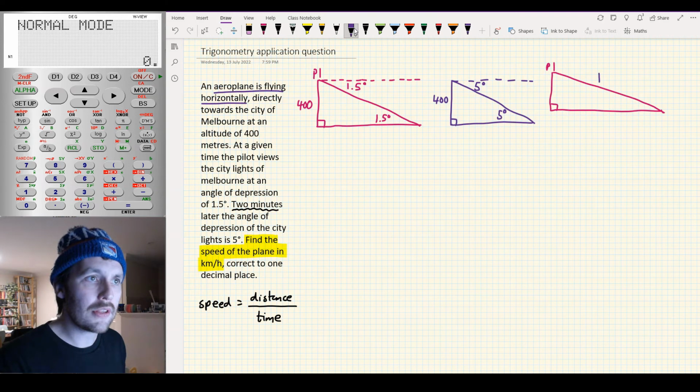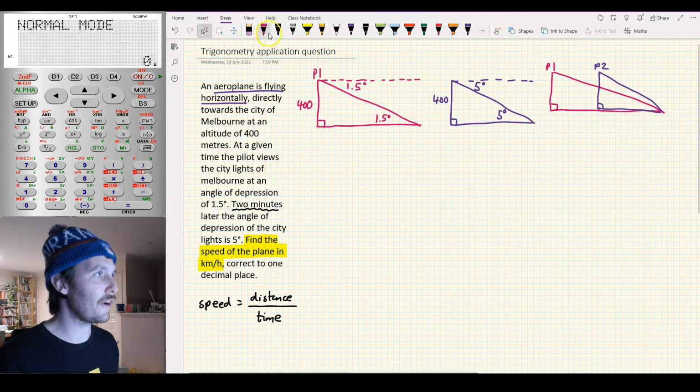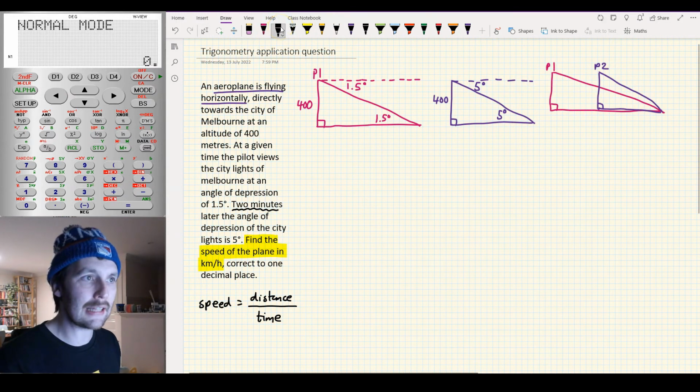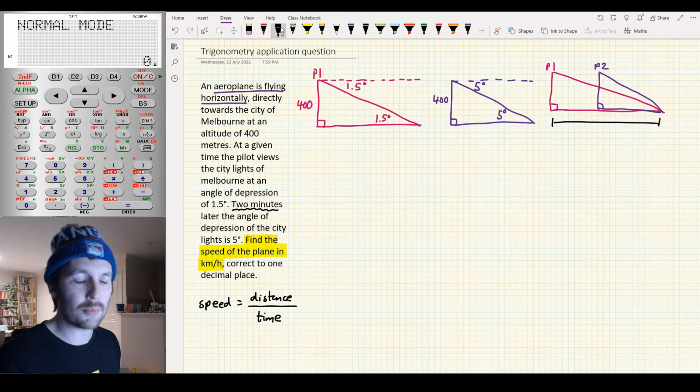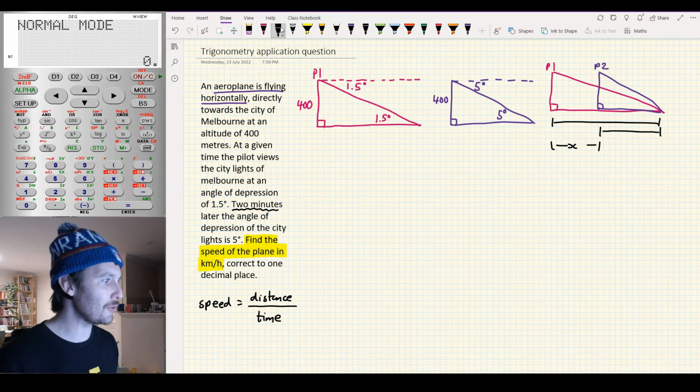So now what this looks like is that we've got closer to the city of Melbourne, and our angle of depression has increased, but we want to know how far the plane has actually flown so far. So what I can do is find the length of the adjacent side in triangle 1, the magenta triangle, and subtract the length from position 2. That will give us this length here, which is the distance that the plane has traveled. And if I know the distance and the time, I can figure out the speed.